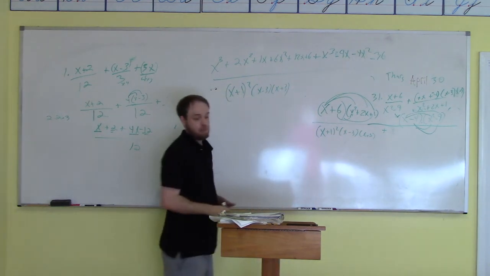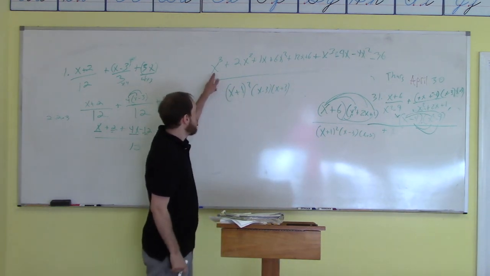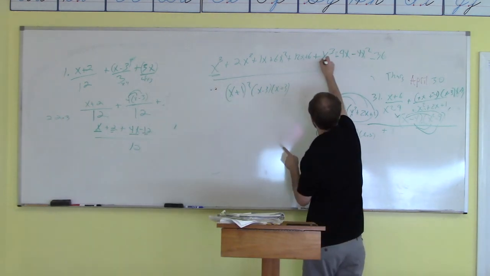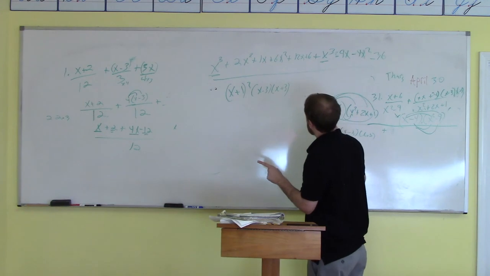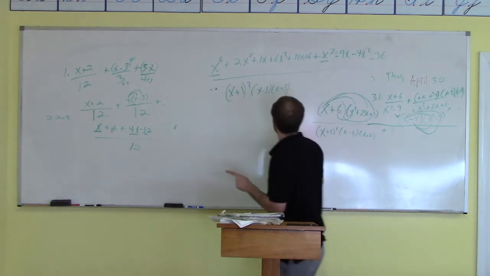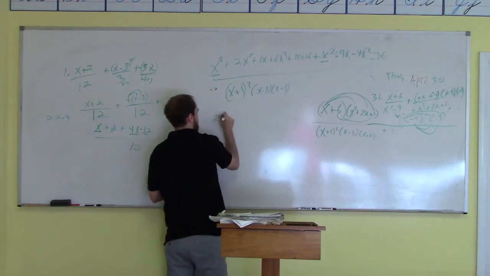Alright, now we just have to clean up. So I have an x cubed. I'm looking for another x cubed. I have another x cubed here. That's all I have, and so that is 2x cubed.